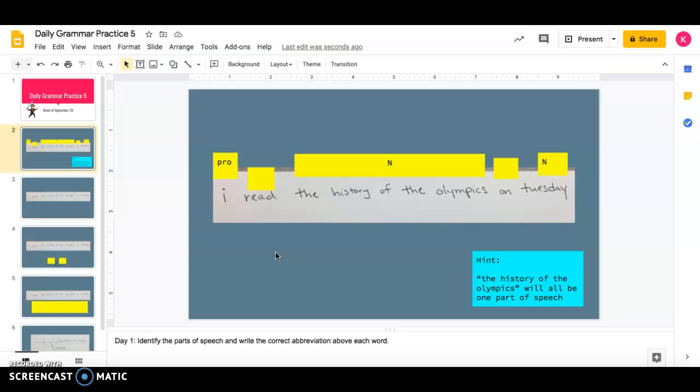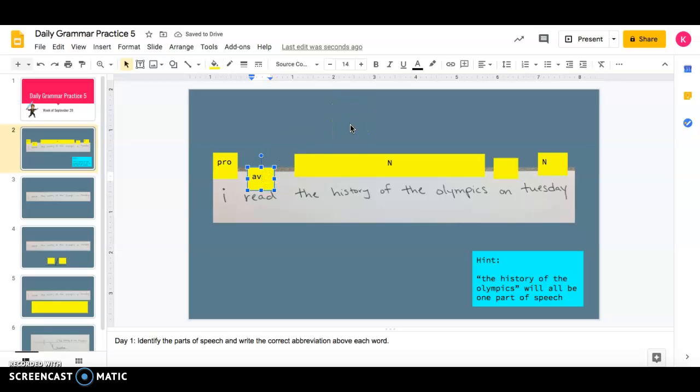So next we're going to find our verbs. There are 3 types of verbs: action verbs, linking verbs, and helping verbs. We've really only discussed action or linking verbs thus far this year. Our verb for today is the word read. Read is going to be an action verb because it's something we can physically do. I can physically read something, or I could observe somebody else reading something. So if it's something your body can physically do, it is going to be an action verb, which we will notate with AV.